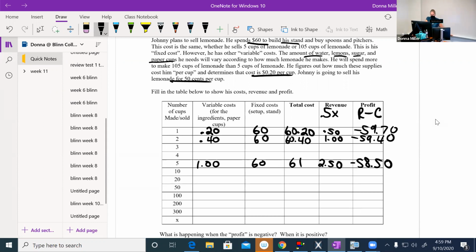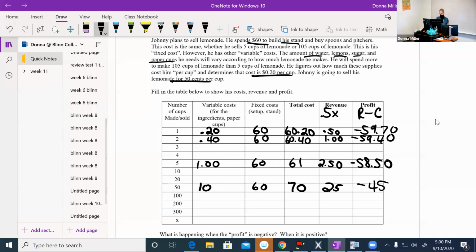All right, let's just try 50, because this is not going anywhere fast, right? So if he does 50, what's 50 times 0.2? $10. So it's going to cost him $10 plus the 60. Those costs are now $70. If I do 50 times 0.5, I get 25. I'm still losing money, right? My costs are more than my revenue. 25 minus 70 is negative 45. Now he's losing $45.